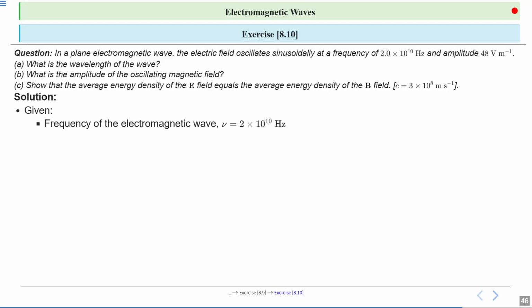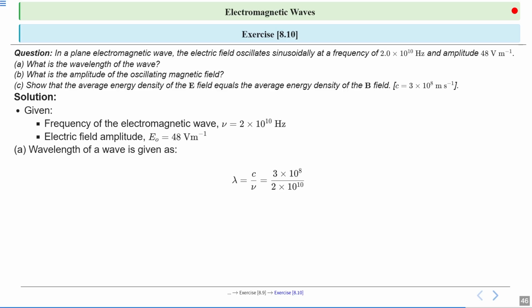So what is given in the question? The frequency of the electromagnetic wave nu is given. The electric field amplitude is given, E naught equal to 48 volt per meter. The wavelength of a wave is given by lambda equal to C upon nu. After putting the values of C and nu, you will get lambda equal to 0.015 meter. The wavelength of the wave is 0.015 meter.